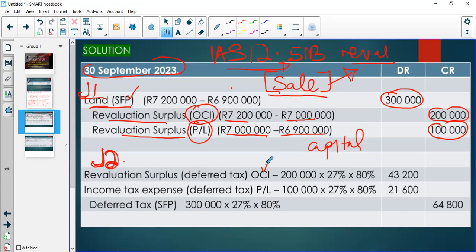Will have its own deferred tax, recognized under other comprehensive income, because items that attract deferred tax and are recognized in profit and loss, their deferred tax will also be recognized in that profit or loss. All right, so I hope I did this right, because sometimes it's easy to mix up.